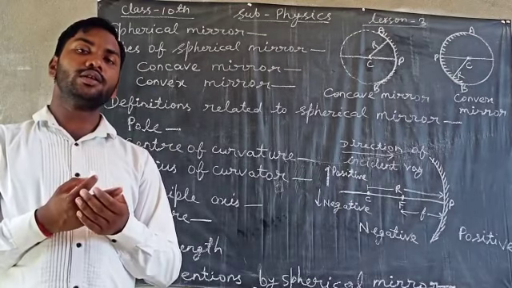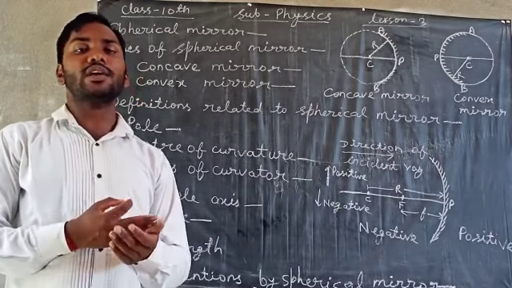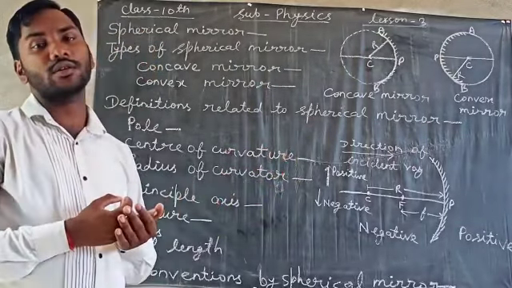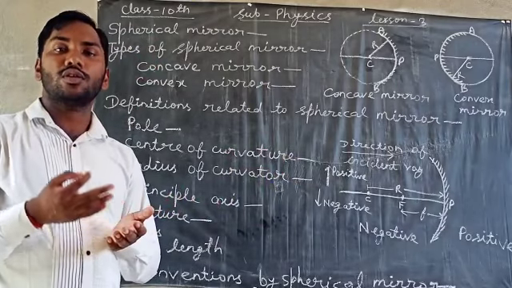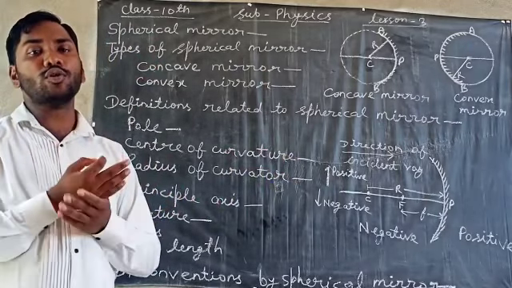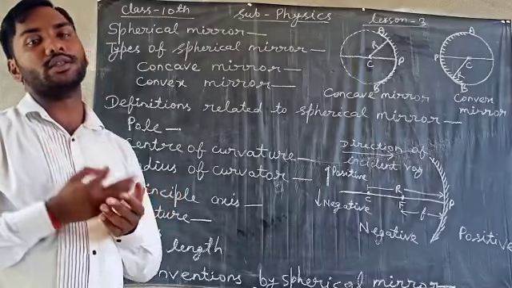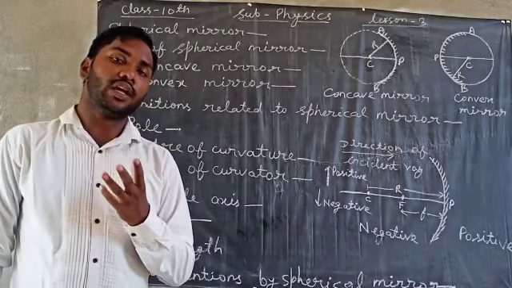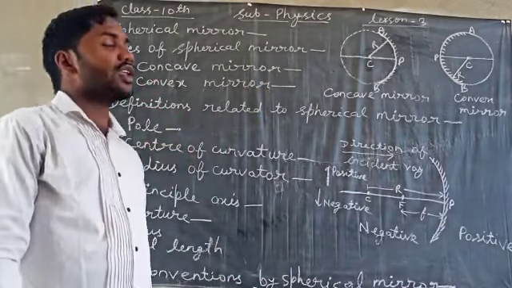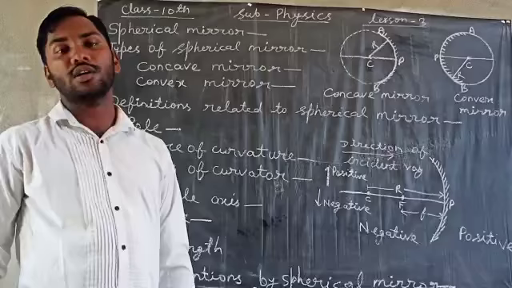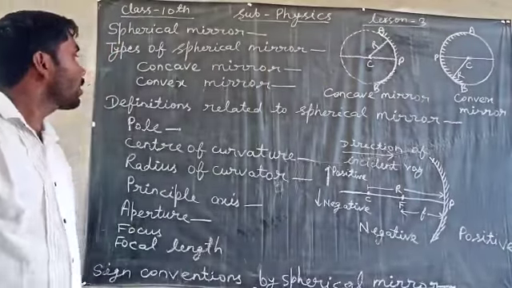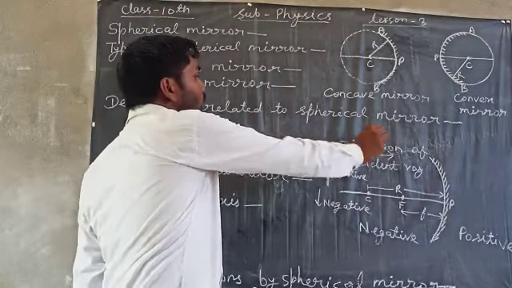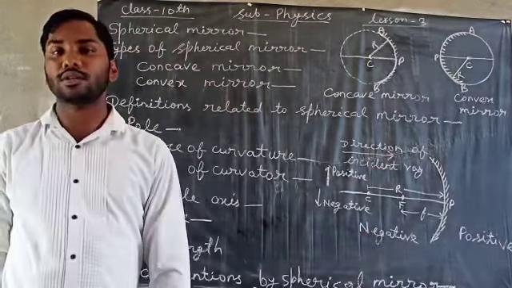A convex mirror is also known as a diverging mirror because after the reflection of light, the parallel rays of light seem to be coming from a point, meaning they diverge from a point. That's why the convex mirror is also known as a diverging mirror. After that, we will discuss definitions related to spherical mirrors.